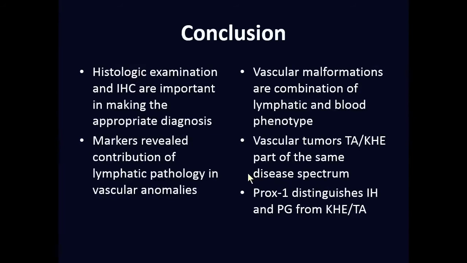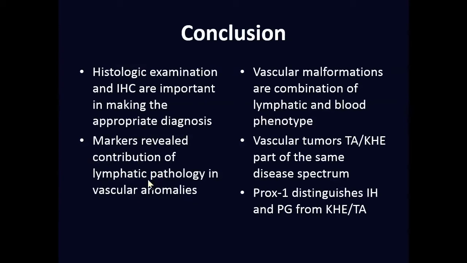So in conclusion, I hope that I've convinced you that histologic examination and immunohistochemical stains are still very important in making the appropriate diagnosis. I know the imaging modalities are just off the roof. I mean, they're just great, but we still need to have perhaps a biopsy or excisional biopsy, and with the combination of the immunohistochemical markers, I think we can make the appropriate diagnosis.